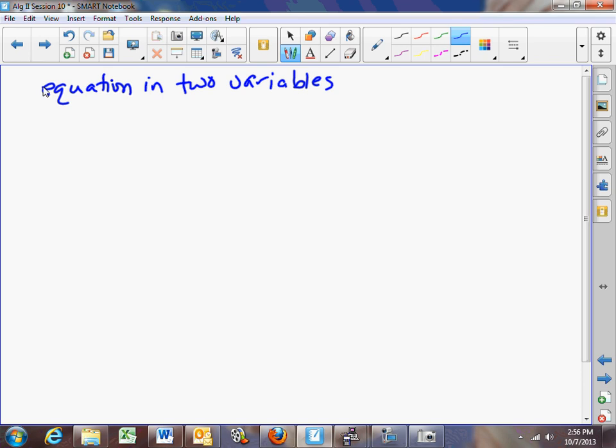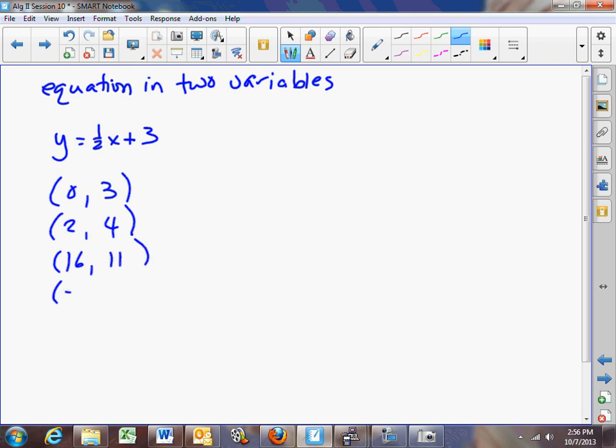Let's just take a look at a simple linear equation like y equals 1/2 x plus 3. When x is 0, y is 3. When x is 2, y is 4. When x is 16, y is 11. When x is -8, y is -1.